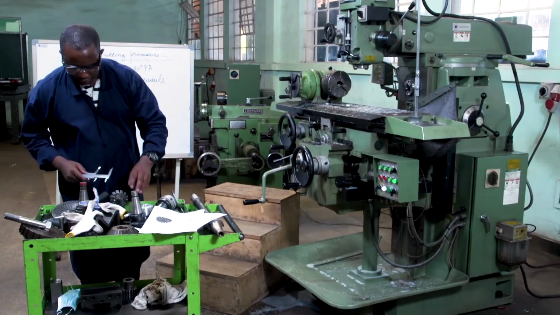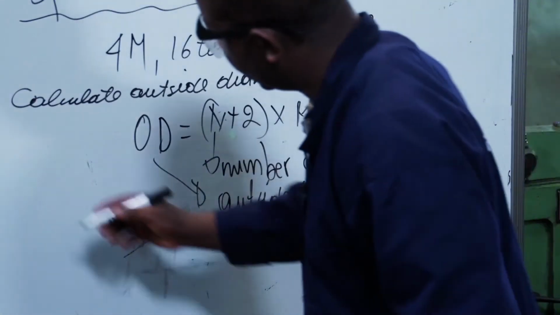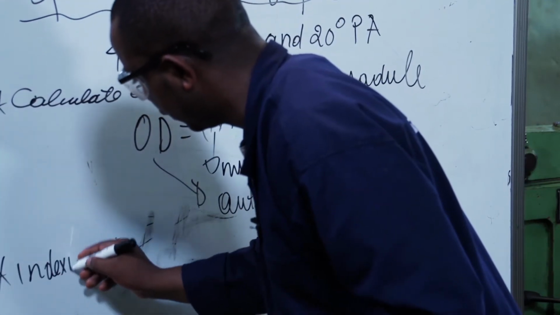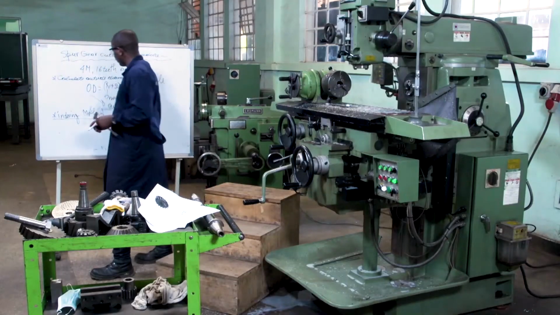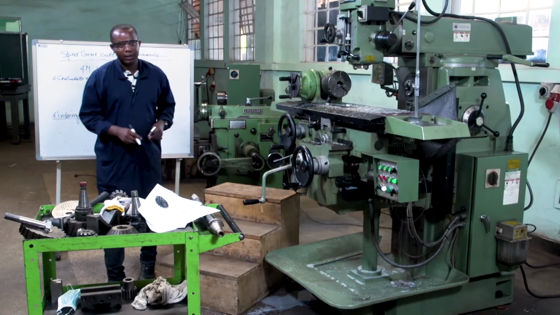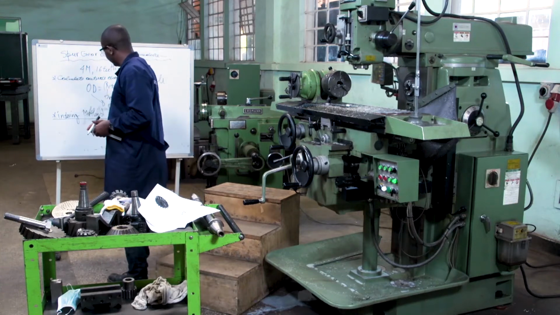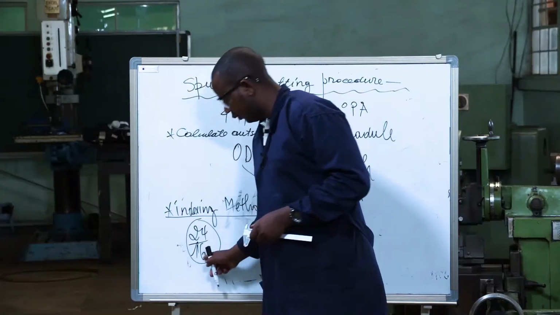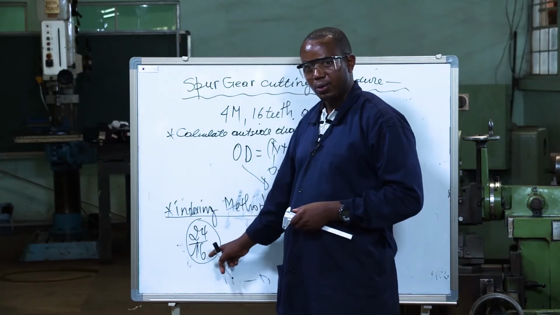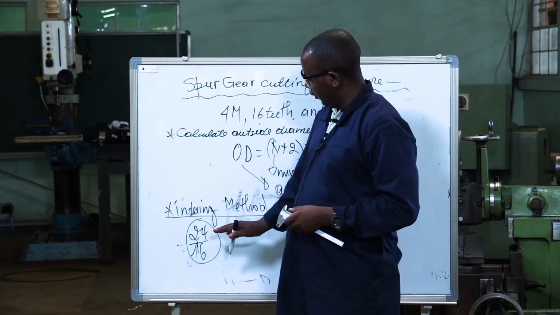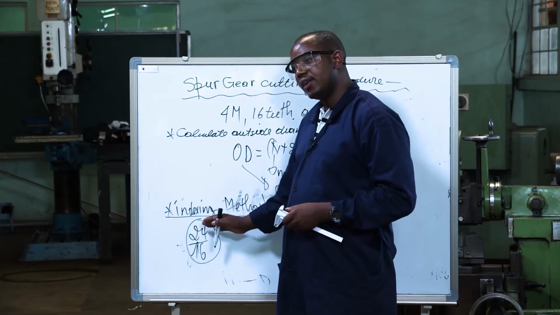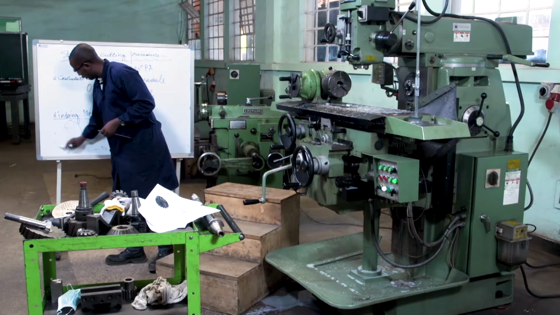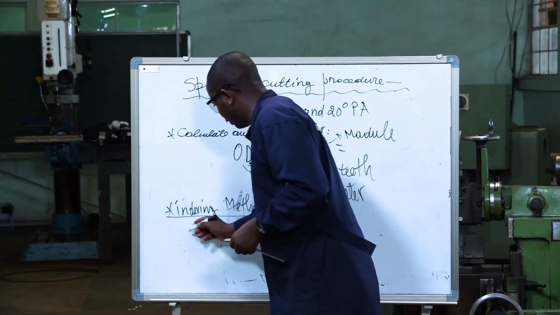So after that, you have to calculate the indexing method. Here, can direct indexing be applied? 24/16. Is it divisible? No. It means that the direct indexing method cannot be applied to produce this kind of spur gear. Let's see the plain indexing method.